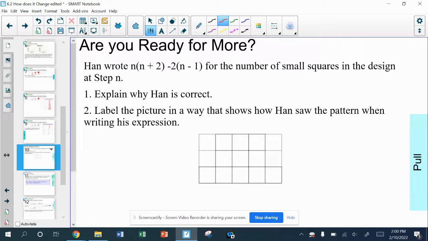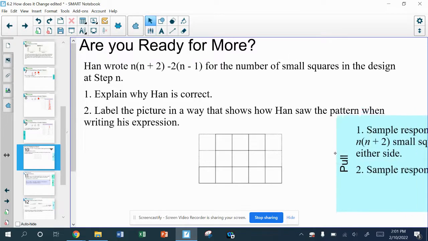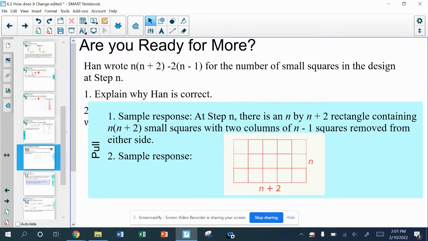Here's another one that we're looking at, and I want you to notice we've got dashed lines here and here. Those are the pieces that are missing from this. So in this, Han wrote n times n plus 2, minus 2 times n minus 1, to find the number of small squares in this design for whatever step we are. And it says, explain why Han is correct. This is correct. When we look at this, I'm just going to pull this sideways because it'll maybe be better than me trying to write this out on here. I want you to see this.